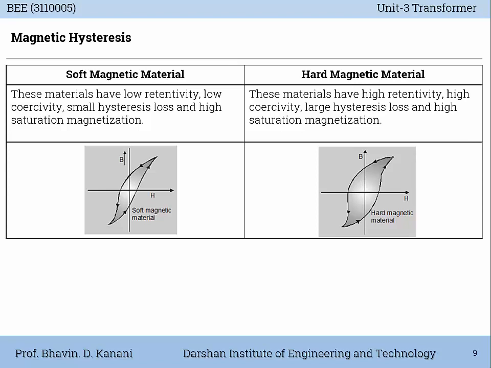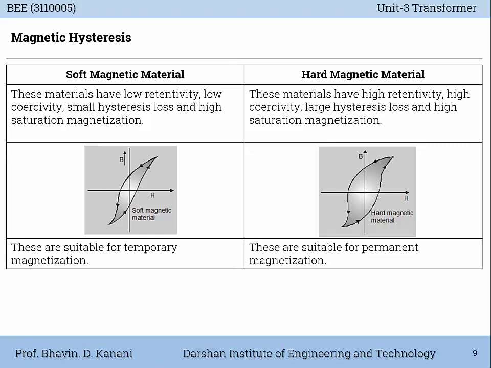You can see the hysteresis loop of both types of material. In a soft magnetic material, the hysteresis loop is of small shape, and a hard magnetic material has a large hysteresis loop. Soft magnetic materials are suitable for temporary magnetization, and hard magnetic materials are suitable for permanent magnetization.